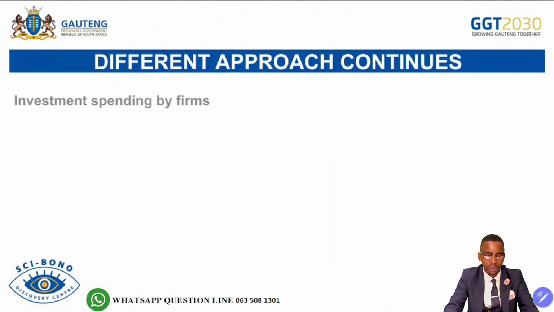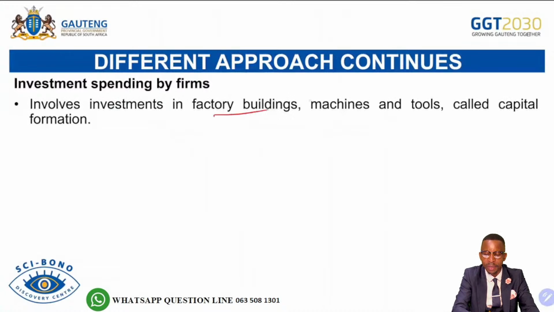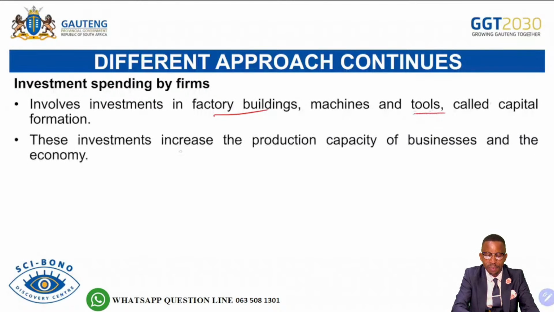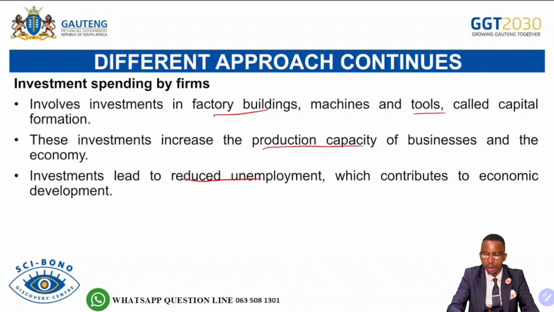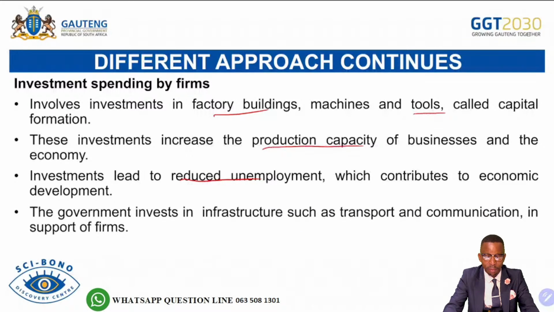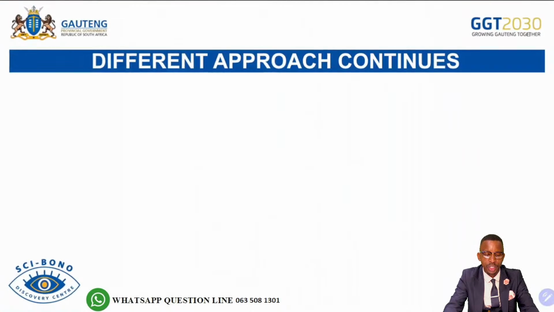And then we continue with different approach. Investment by businesses involves investment in factory buildings, machines, and tools called capital formation. These investments increase the production capacity of businesses and the economy. Investment leads to reduced unemployment, which contributes to economic development. The government invests in infrastructure such as transport, communication, and in support of firms. We continue with different approach.